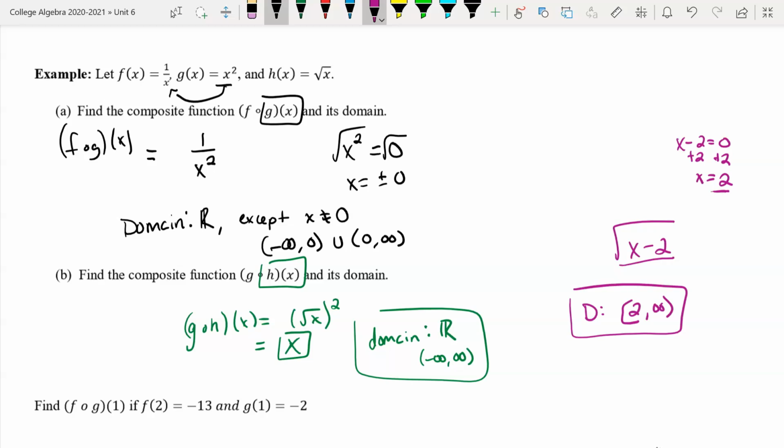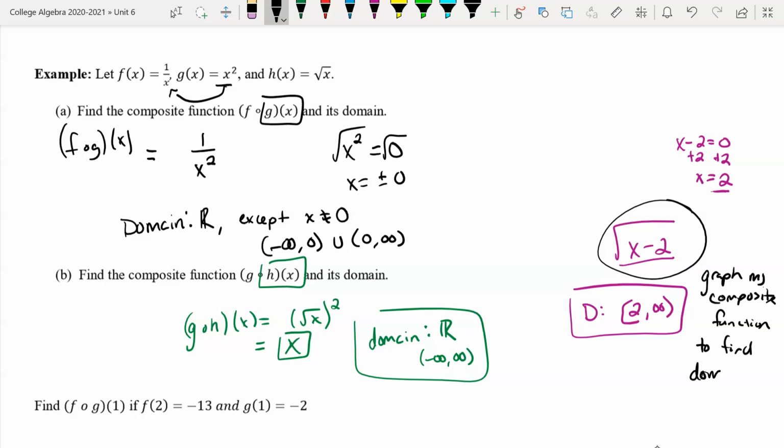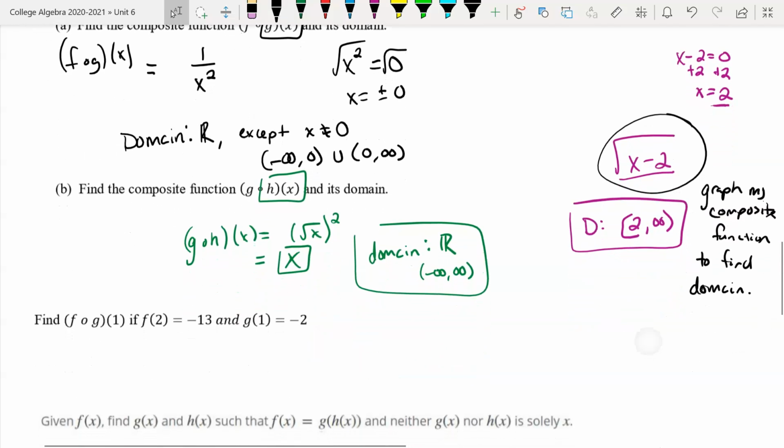Okay, again, what I would do on the certify, I would graph my composite function to find the domain. Because remember, domain's far left to far right. So I would graph it to find it.